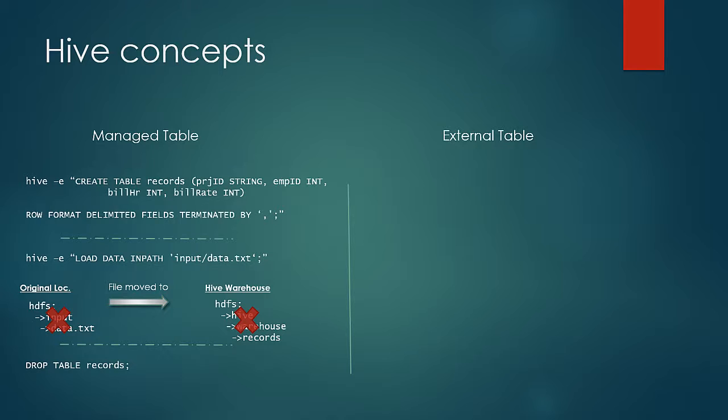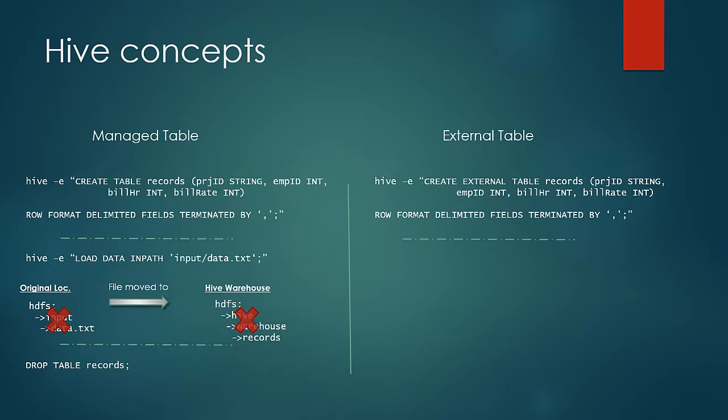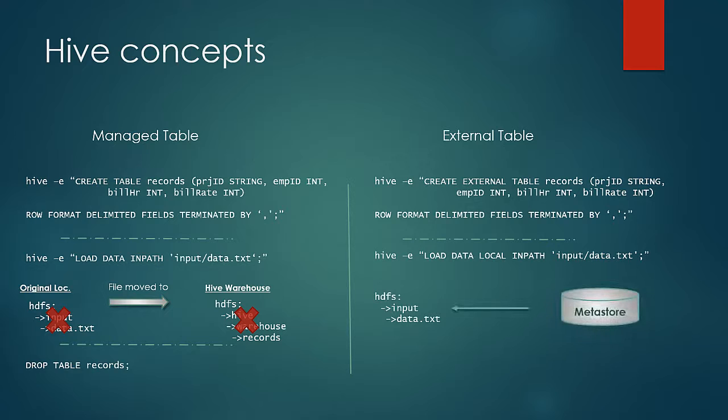However, there is an option to declare the table as an external table as well. In this declaration, you would see an additional external keyword that is used. Now when the same load command is executed, Hive only performs a link to the original dataset and doesn't even check if the data is there.